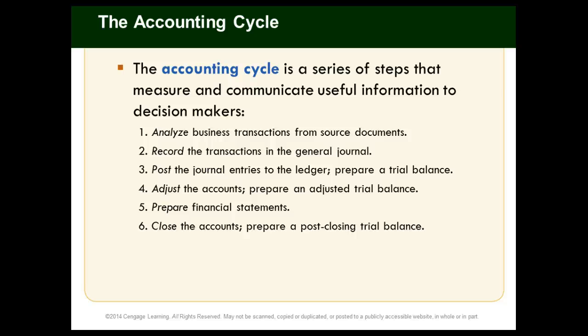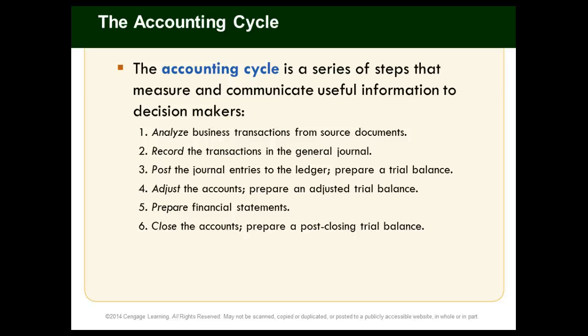Then once we prepare the financial statements, we're going to close out certain accounts. Certain accounts get closed out at the end of each period, such as the revenues and the expense accounts. And then after that, we're going to prepare something called a post-closing trial balance. So this accounting cycle is something we will do over and over again each period.